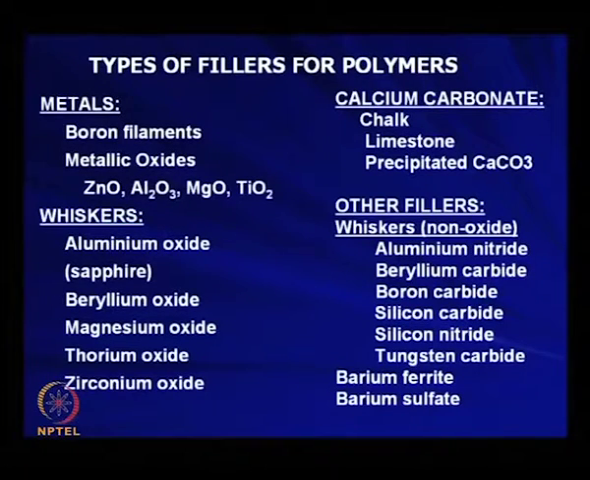Other fillers, say whiskers, again single crystalline fibers of very thin diameter: aluminum nitride, beryllium carbide, boron carbide, silicon carbide, silicon nitride, tungsten carbide, barium ferrite, barium sulphate. So, these fillers or fibers are used for making high performance composites, very strong and heat resistant composites. For making heat resistant composites to be used at elevated temperature, these fillers are used.